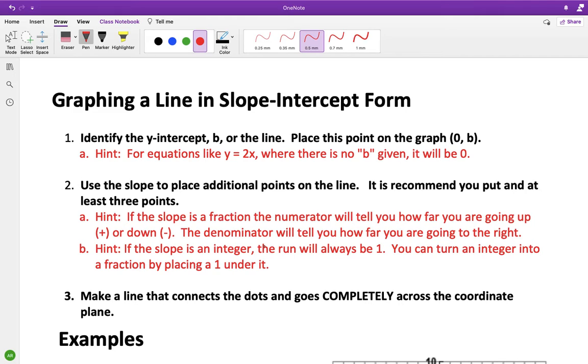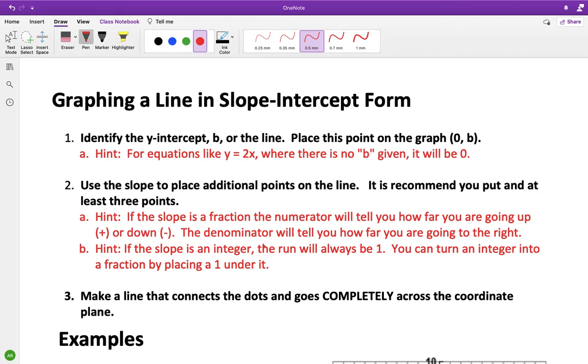Okay, your first thing here, if the slope is a fraction, the numerator, the number on the top, will tell you how far you are going up if it's positive or down if it's negative. The denominator will tell you how far you're going to the right. There are scenarios where you might have to work backwards. You just switch both of them. Okay, hint. If the slope is an integer, the run will always be 1.